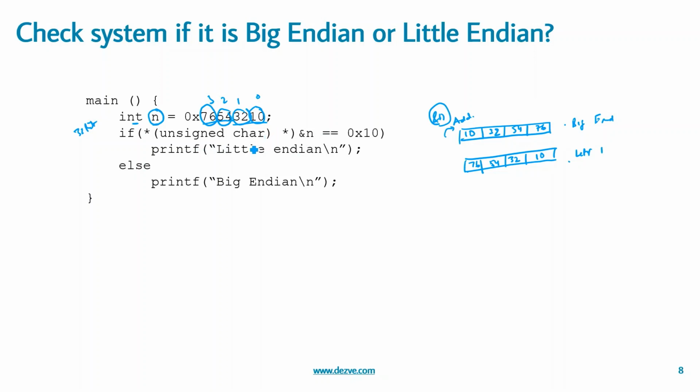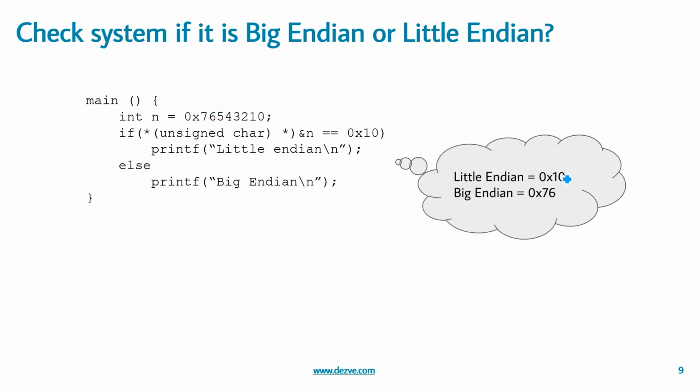Once we make the address a character pointer and then access the value at that pointer, if we get 10, then we can say that it's a little endian system. But if we get a value like 76, then we know that this is a big endian system. This is a very simple example. You can play around with this. This is just for information.